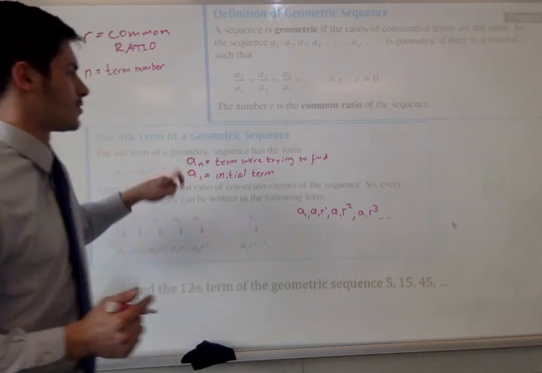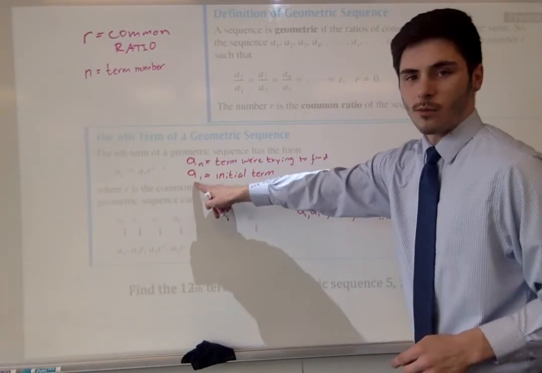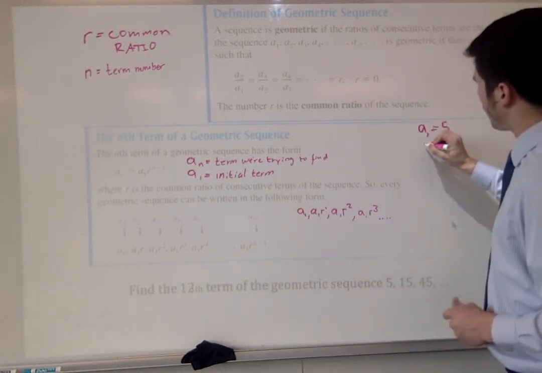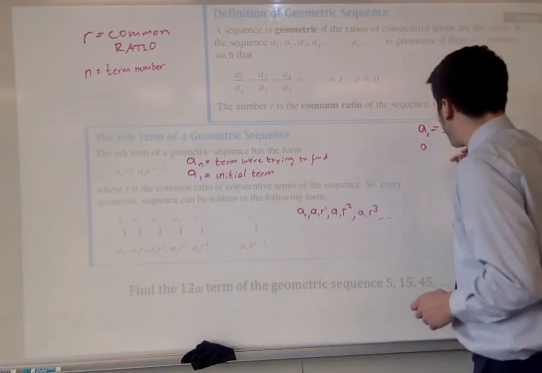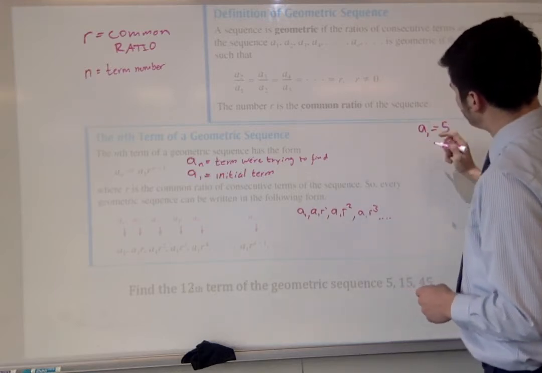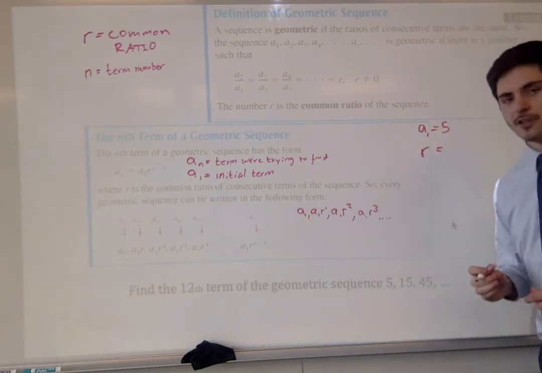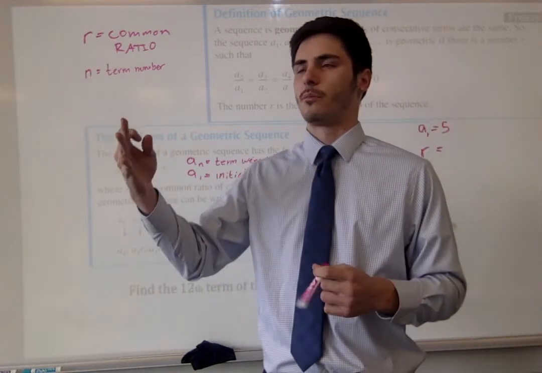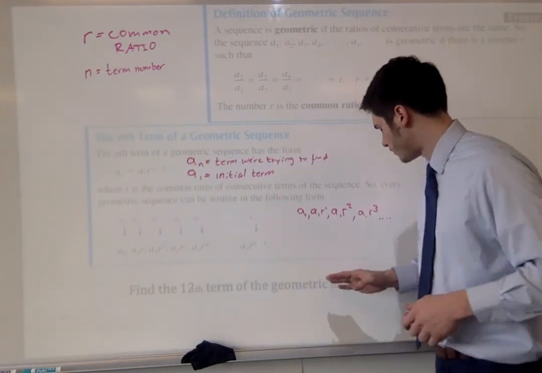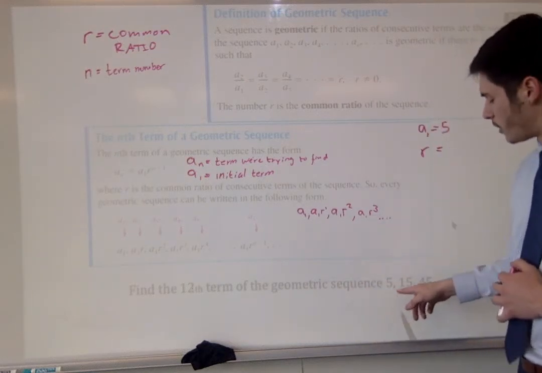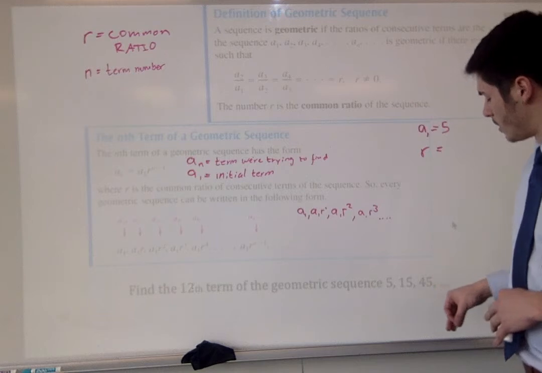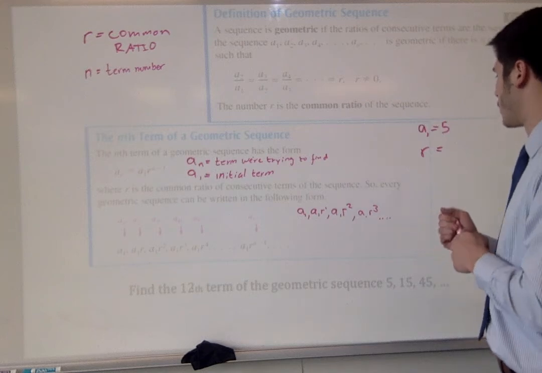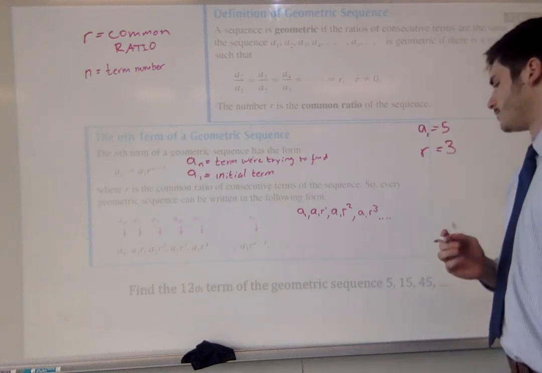So we know that our initial term, a sub 1, is going to be 5. Our common ratio can be represented by the second number divided by the first number, as long as it's the same as the third number divided by the second number, and so on. So let's check. We'll take the second number divided by the first number. 15 divided by 5 is 3. Now let's take the third number divided by the second number. 45 divided by 15 is also 3. So that means that r equals 3.